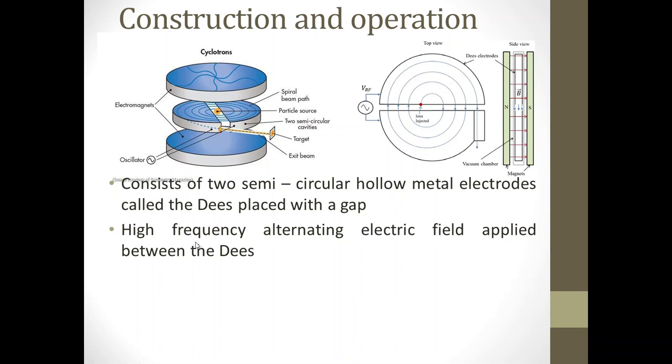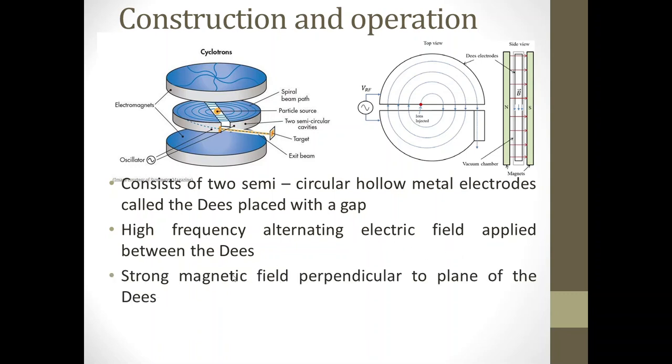As I was talking about, I am putting it in words. A high frequency electric field is applied between the Ds. A strong magnetic field perpendicular to the plane of the Ds makes the particle go round and round in circular paths inside the Ds.